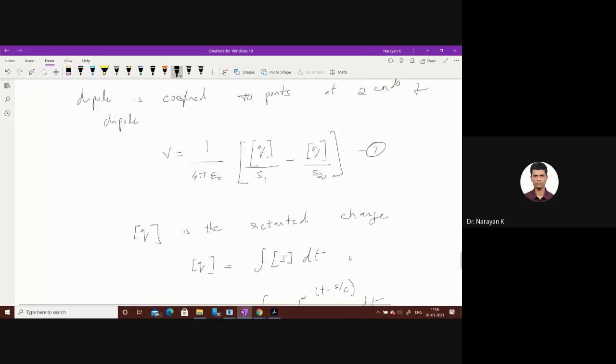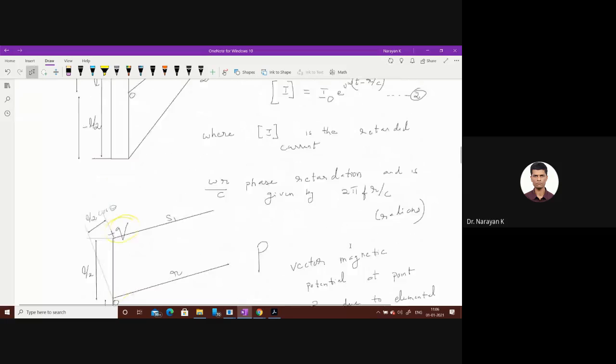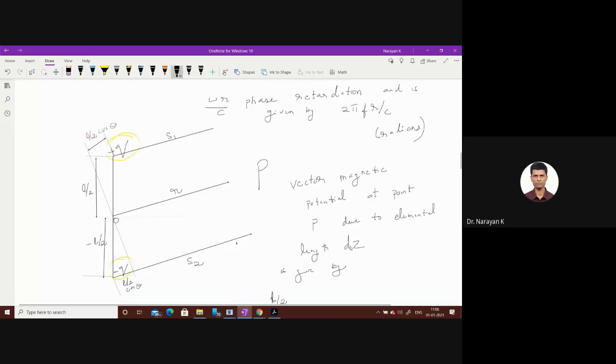Okay. Now write, call this figure as figure number 2.